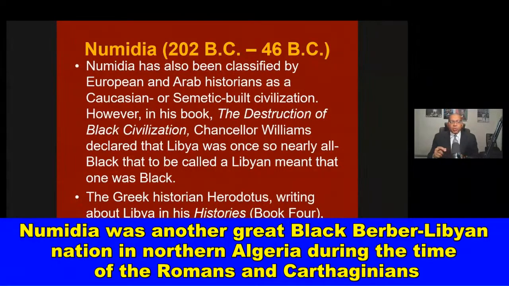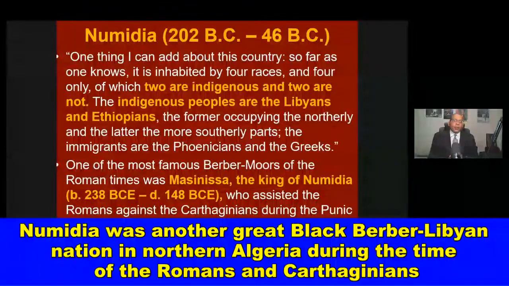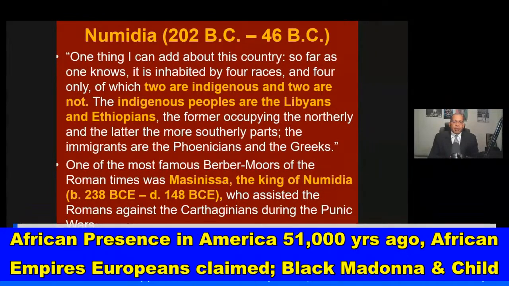However, in his book, The Destruction of Black Civilization, Dr. Chancellor Williams declared that Libya was once so nearly all black that to be called a Libyan meant that one was black. The Greek historian Herodotus, writing about Libya in his Histories, Book 4, stated, quote, "One thing I can add about this country, so far as one knows, it is inhabited by 4 people, of which 2 are not."